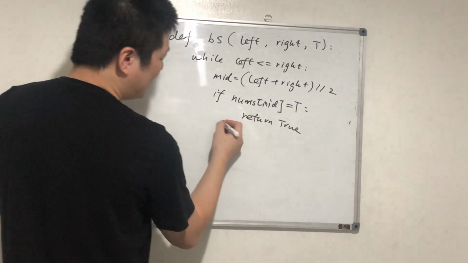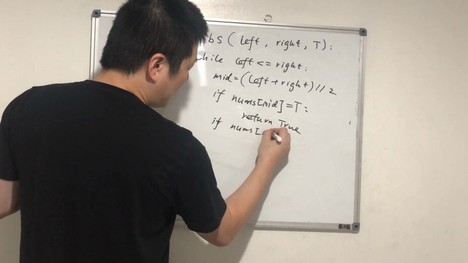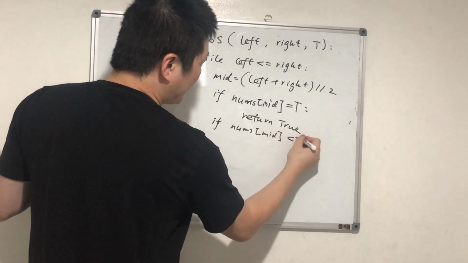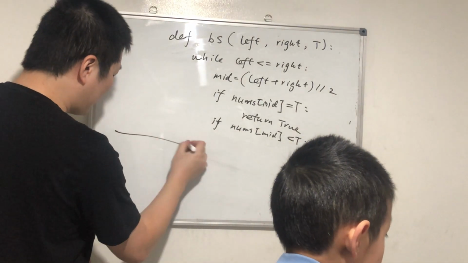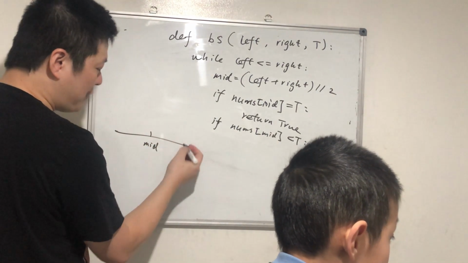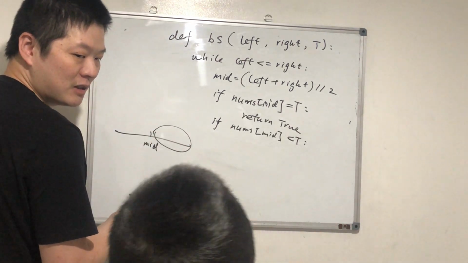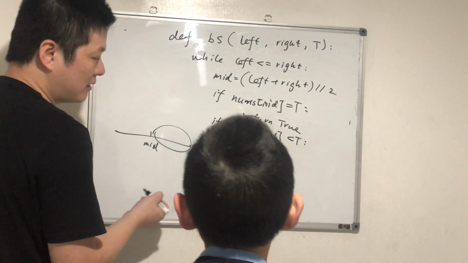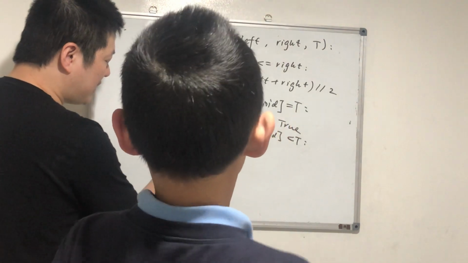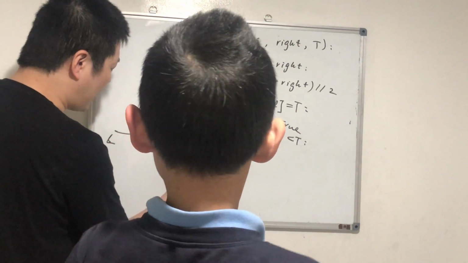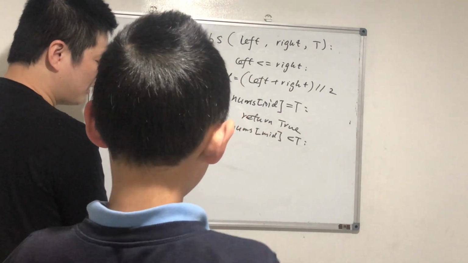Right? If nums[mid] is smaller than t, what should we do? If t is bigger than a half, so look, this is the middle. If the number we are looking for is on this side, what should we do? T is here because this is L, this is R, and this is the middle. The number we are looking for is T. We cut it in half again.